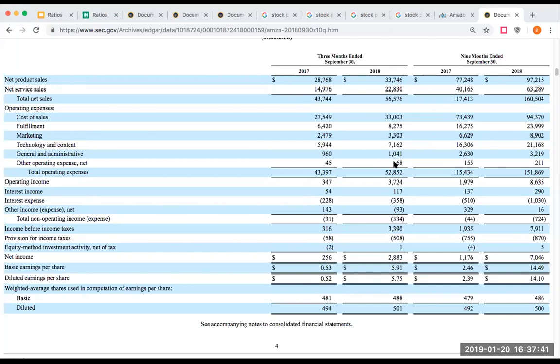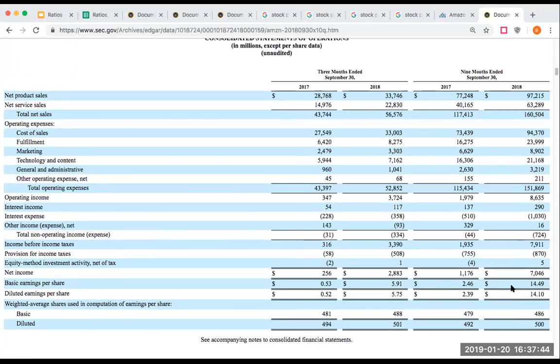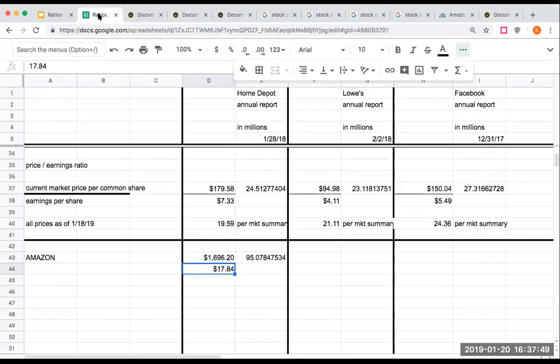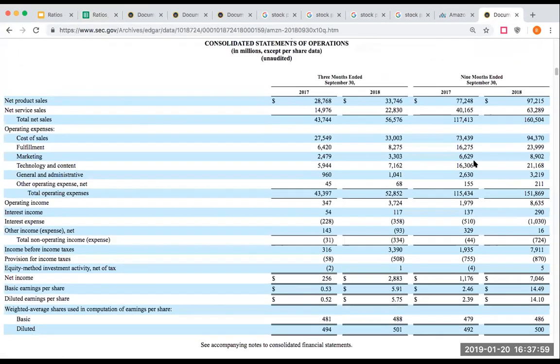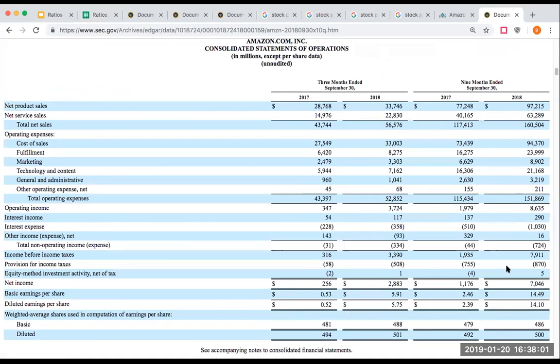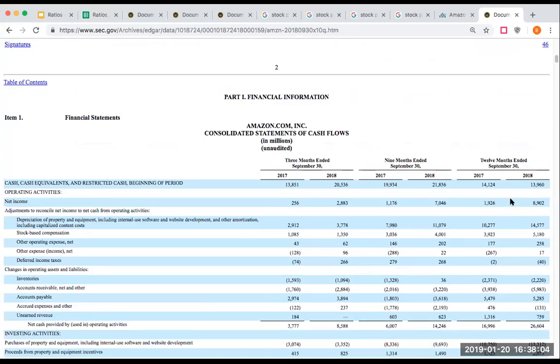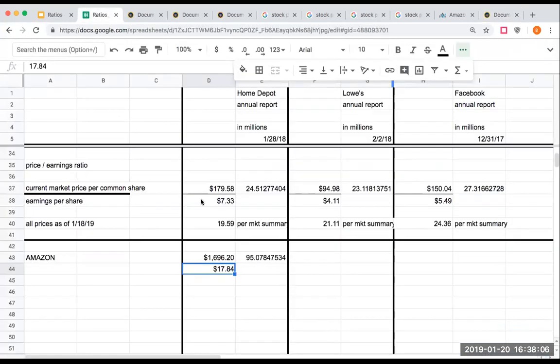Hi, we're back. So right over here, if I look at Amazon, if I just use this $14.49 in terms of their earnings per share, and the actual number I think that they're using is $17.84. Remember, this here is for the 9 months ended, and there was another website I found which said the actual number is around 17. So if we use that 17, and I assume a current stock price of 1,696, the price to earnings ratio for Amazon is about 95.